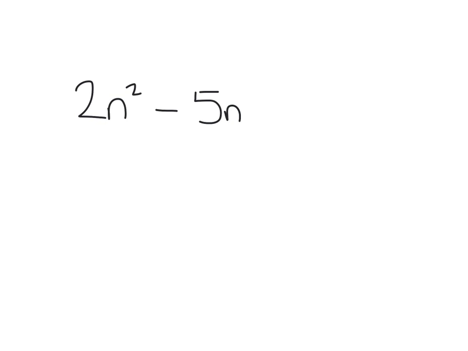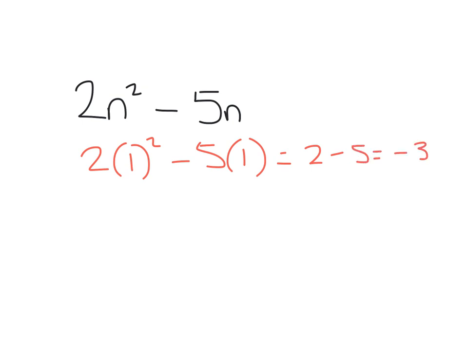We've got 2n squared minus 5n. So you'll notice n appears twice. So all we do is substitute for our first term. We've got 2 bracket 1 squared minus 5 bracket 1. So 1 squared is 1, multiplied by the 2 is 2. If you want to write that down to help you as you go, you can do. Take away 5 lots of 1 is 5. So that'll give us minus 3 for our first term.